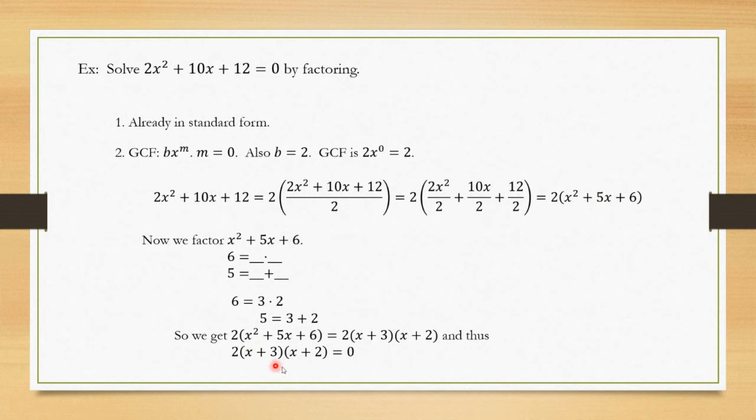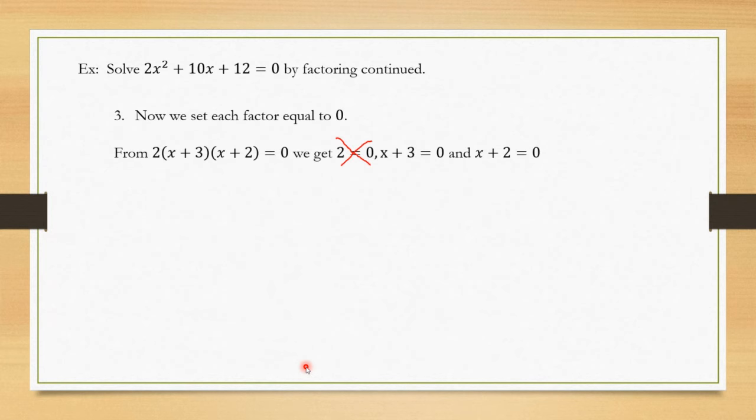Next, we're going to set each factor equal to 0. Let me just erase that. Well, actually, I guess I can't. That's all right. We're going to set each factor equal to 0, and by doing that, we're going to solve each individual equation. If you were to set 2 equal to 0, that wouldn't make sense. 2 can't equal 0. That's why I put this x here in red, just to illustrate that. I don't think I can erase it, but just to illustrate that 2 can't equal 0, so really we can ignore that factor.